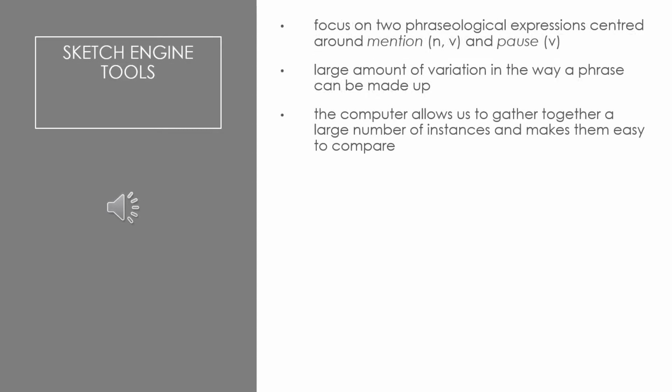So now I'm going to take you through some of the functions for investigating research questions that the Sketchengine suite of tools offers. After a quick look at the word list and anagram functions, we're going to focus on just two keywords, and how their use inside phrases differs between speech and writing, academic speech and writing, that is. These words are the noun mention and the verb pause.